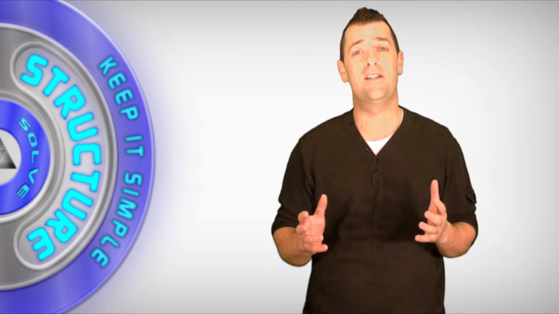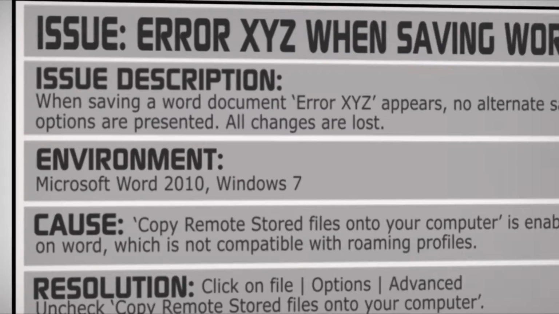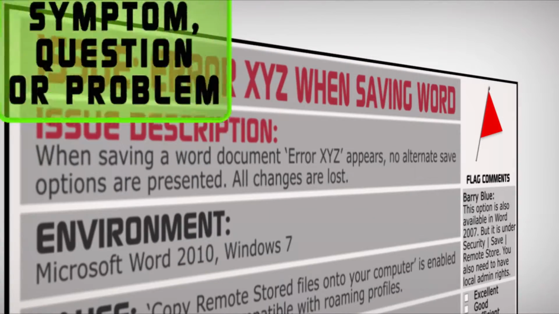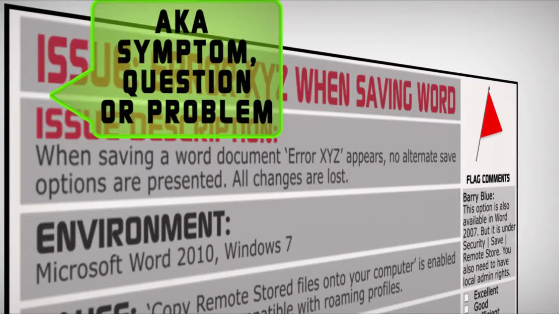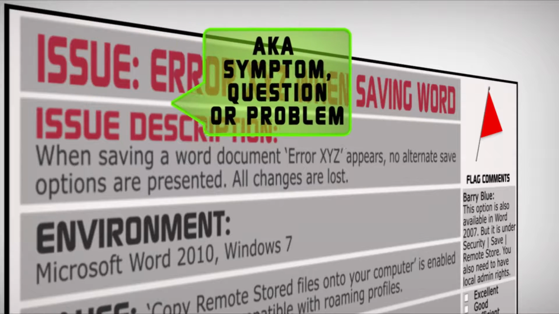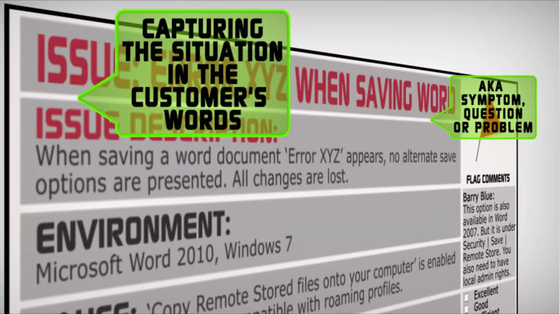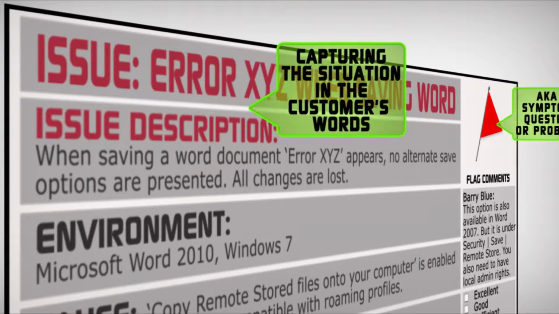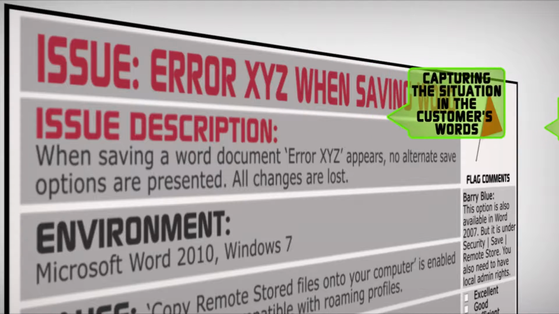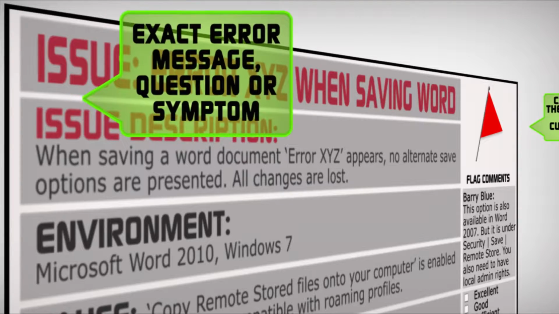From our observation, we've found that any situation or issue can be broken down into the following categories or sections. The first section being the issue, which is sometimes called the symptom, question, or problem. In this section, it's all about capturing the situation in the customer's words, like what are they trying to do or what's not working. We should capture the exact error message, question, or symptom.